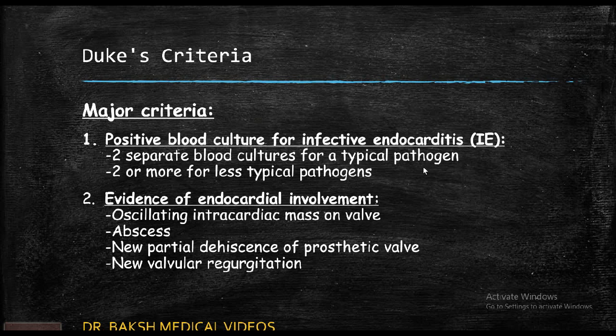So let's look at the major criteria first. Major criteria includes only 2 points. There should be positive blood culture. It could be 2 separate blood cultures for a typical pathogen or 2 or more for the less typical pathogens. And the second point is there's evidence of endocardial involvement, which we see on echocardiography. It can be an oscillating intracardiac mass on the valve, an abscess, new partial dehiscence of a prosthetic valve, or new valvular regurgitation.